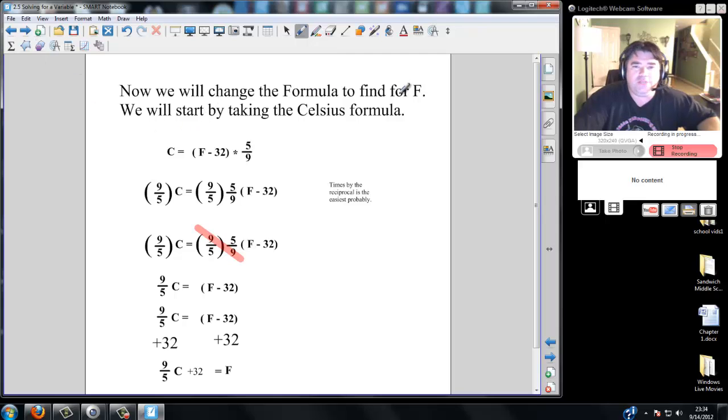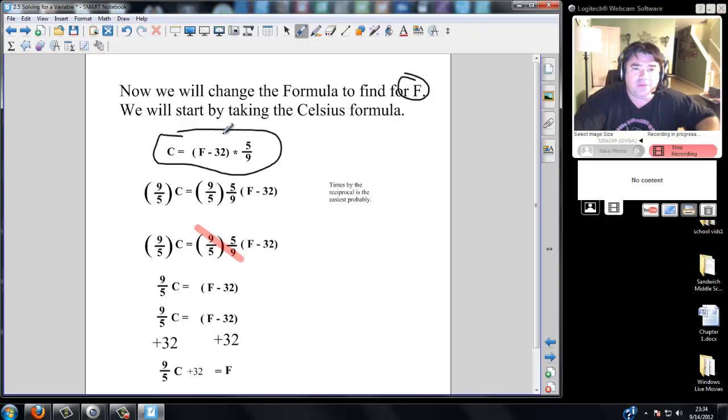Now we'll change the formula to find F. This is where it gets a little more choppy. We'll start by taking the Celsius formula. So we'll go ahead and put Celsius equals the same thing, F minus 32 times 5 divided by 9. But this time, the difference is we want to get F by itself.